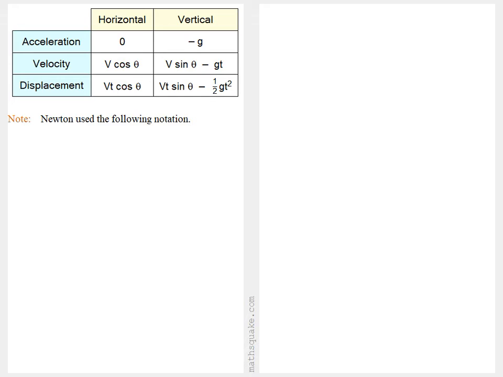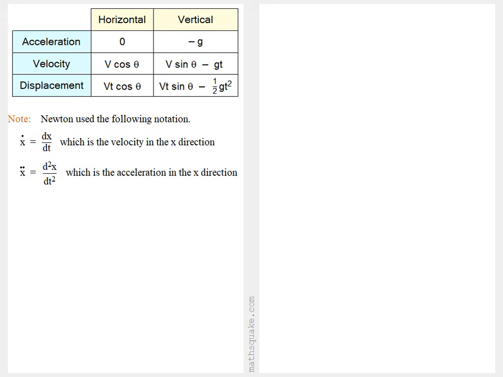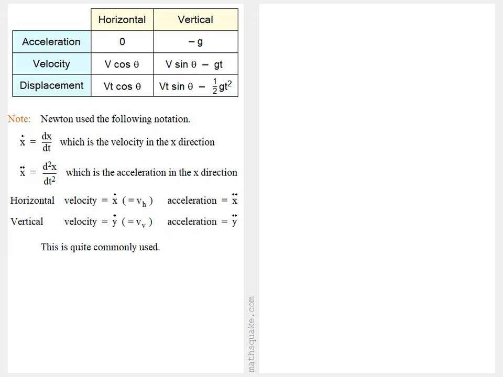Note, it's worth mentioning Newton's notation which he used for velocity and acceleration. He used x dot to mean the differential of x with t, which is the velocity in the x direction, and x double dot to mean the second differential, which is the acceleration in the x direction. So we have horizontally, the velocity is x dot, which is equivalent to v small h, and the acceleration is x double dot. Vertically, we have the velocity is y dot, which is equivalent to v small v, and the acceleration is y double dot. This notation is quite commonly used.